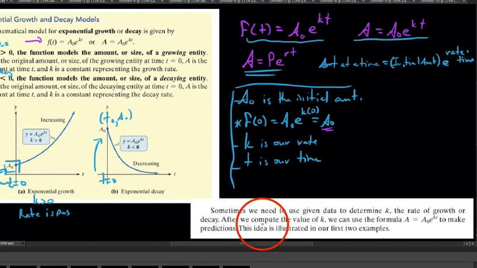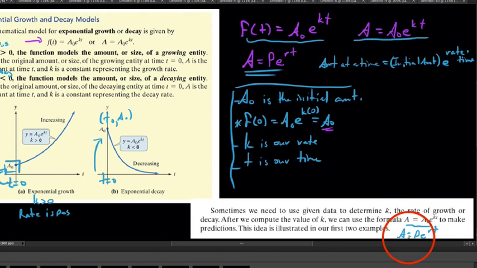but never quite getting to 0. So sometimes we need to use given data to determine k, the rate of growth or decay, and then after we compute the value of k, we can use the formula A equals A sub 0 times e to the kt to make predictions. And this idea is illustrated in our first of two examples. So we're going to take a look at an example here, but basically this formula that you see right here, just have solace in the fact that it's the same thing that we deal with here.